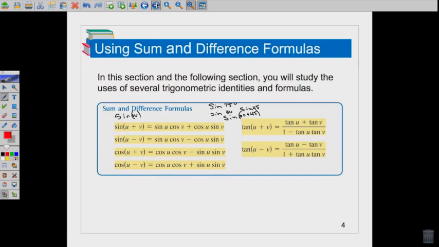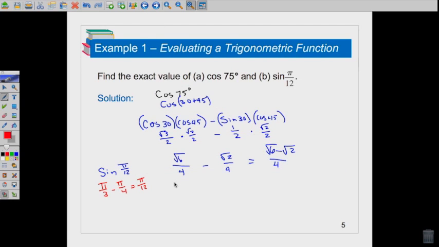Oops, went back again. So let's do it. I'm going to do sine pi over 3 times the cosine pi over 4, and then minus cosine pi over 3 times the sine pi over 4.